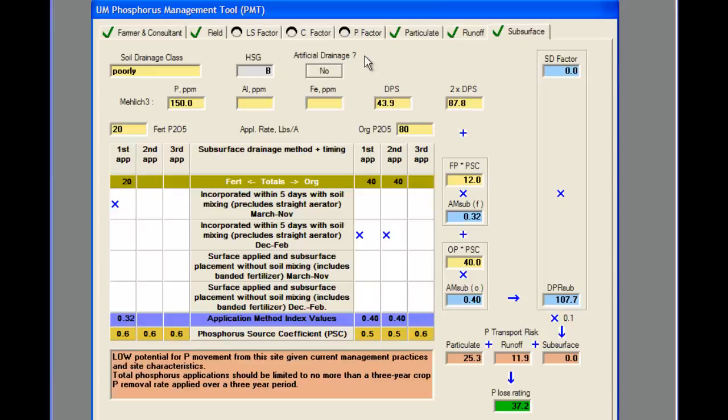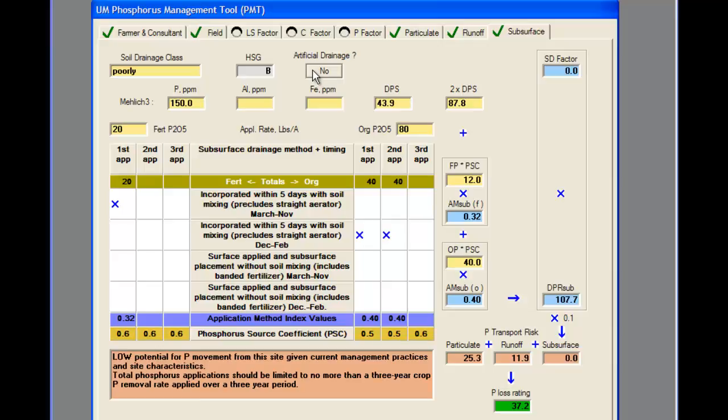Looking at the subsurface page, on the top line again are the transport factors. For this page, they are the soil drainage class and hydrologic soil group, both determined by the soil map unit selected on the field page, and whether or not the field is artificially drained, for example, ditches, drain tiles, etc.